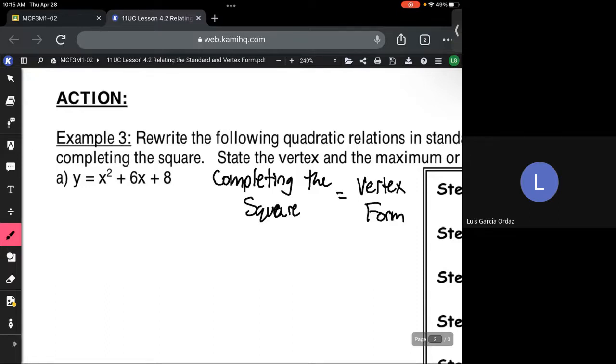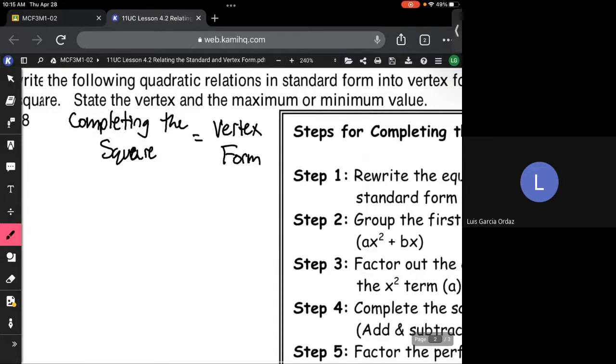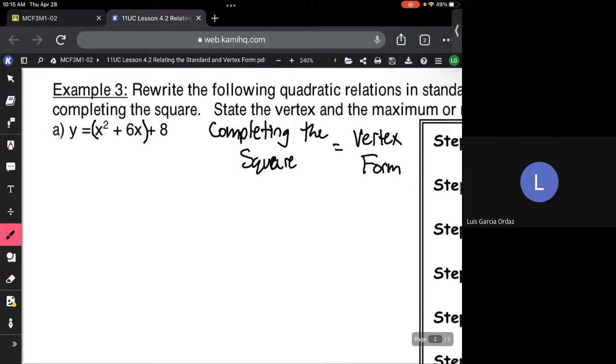So let's complete the square for this one over here. What we're going to do for completing the square is focus on the first two terms. So that's step 1. Completing the square is a weird form of factoring, but you're not going to factor the trinomial.